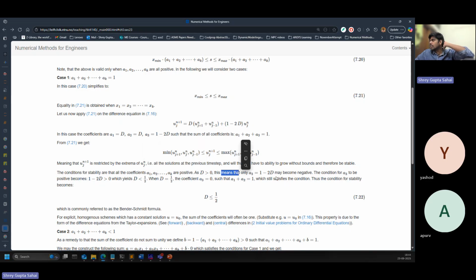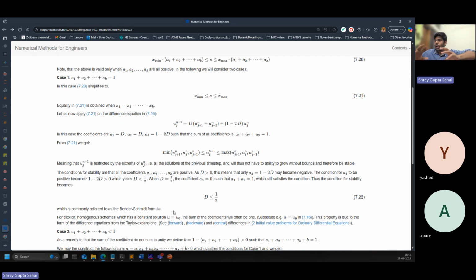The condition for stability is that all coefficients are positive. As d is positive, this means a2 may be negative, and the condition for a3 to be positive becomes d should be less than this thing. Then the condition for stability becomes this. So this is how he derived the condition for stability by using the positive coefficient criteria.